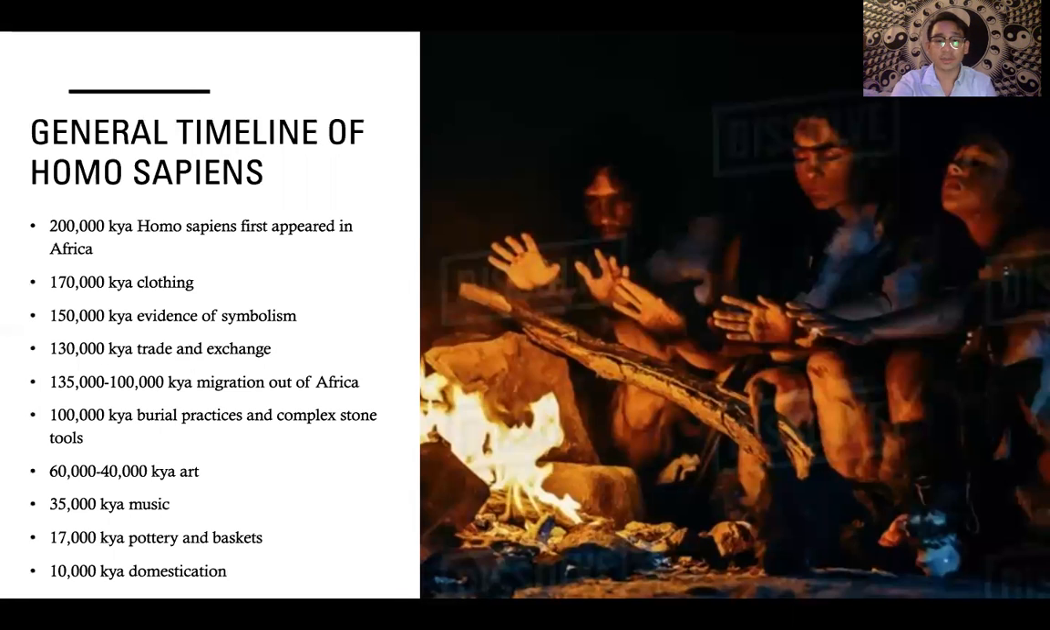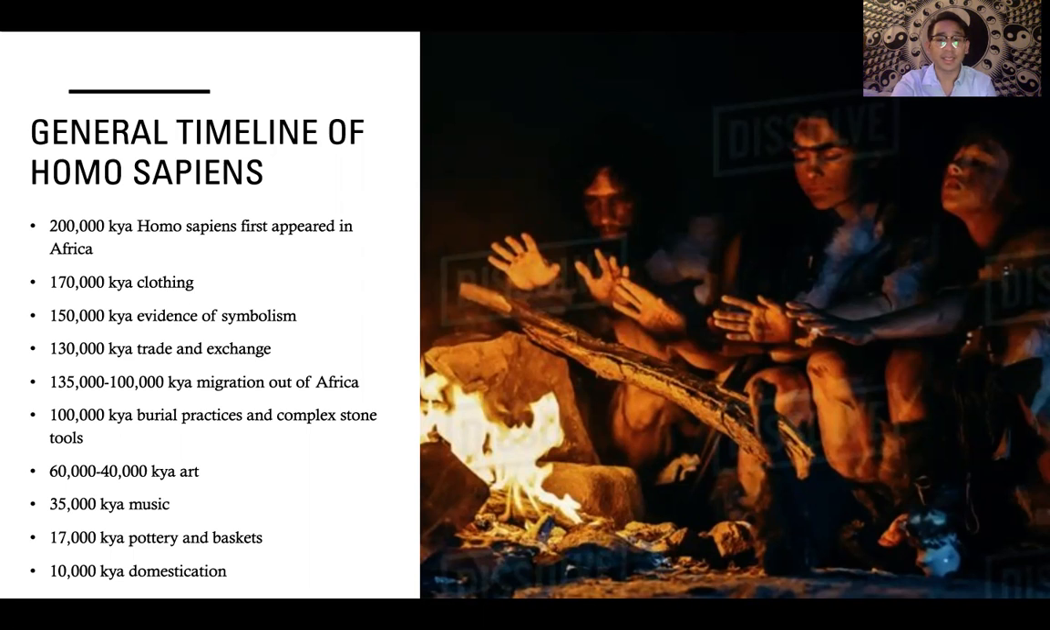Here is just a general timeline of major points in hominid history. 200,000 KYA, Homo sapiens first appeared in Africa. 170,000 KYA, clothing. 150,000 KYA, speech and complex symbolism. 130,000 KYA, trade and exchange. 135,000 to 100,000 KYA, believed migration out of Africa.